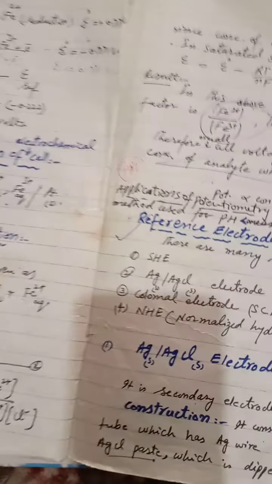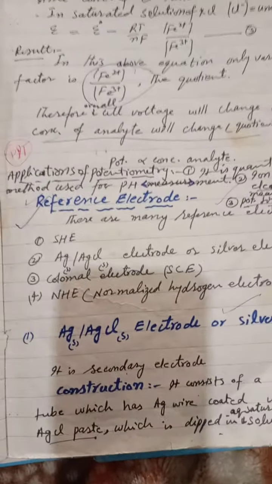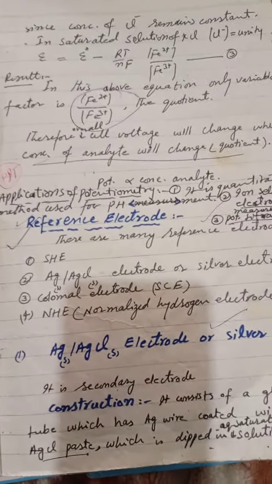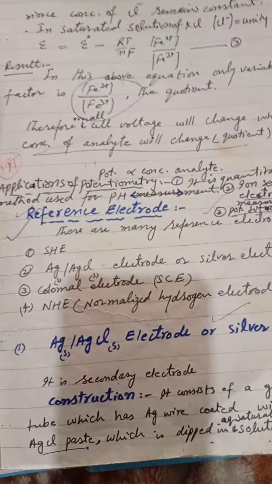In this topic we have already studied what is the electrode potential and what is the standard electrode potential. So in this lecture we have studied what is the reference electrode. A reference electrode has a known potential, like the standard hydrogen electrode, and an indicator electrode is one whose potential is to be measured. So we have studied it in detail.